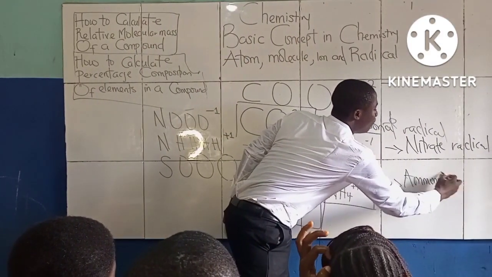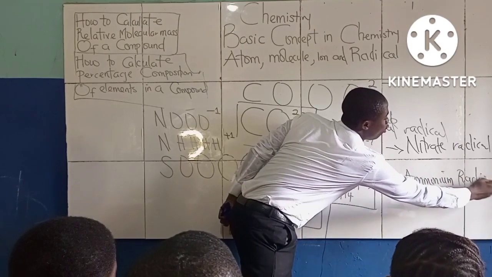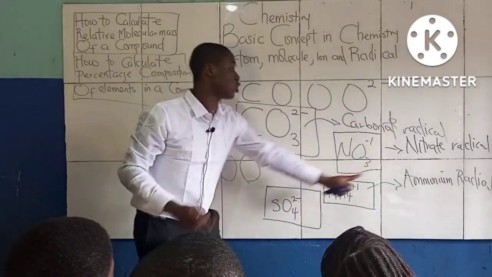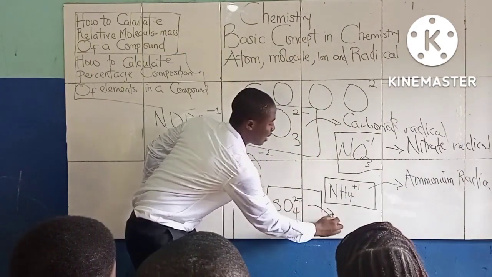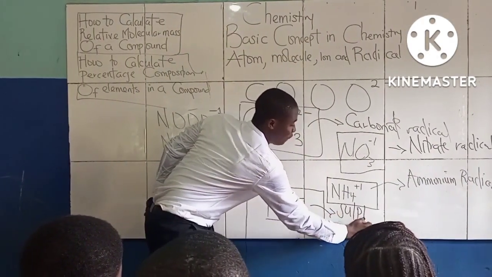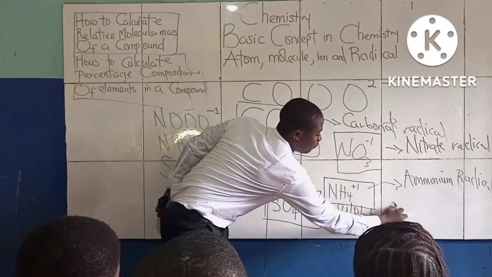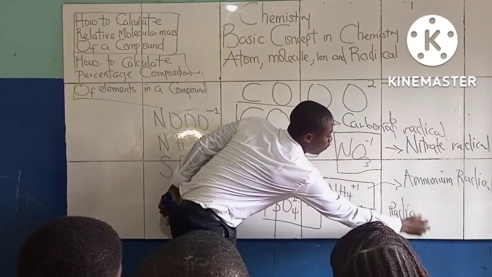Okay, it is called the ammonium radical. I did not say ammonia radical. There's nothing like that. It is called what, class? Ammonium radical. And lastly, this radical has a name and it's called what? Sulfate radical. It is called the sulfate radical. So you have to take note of their names.